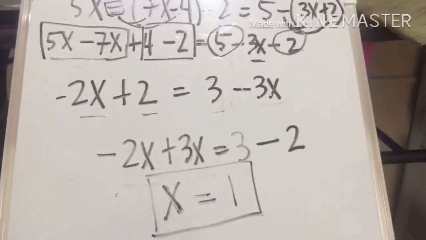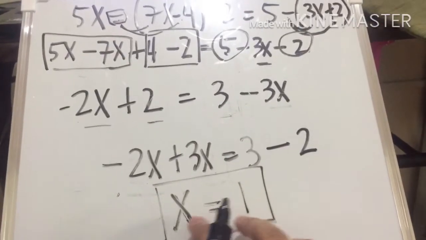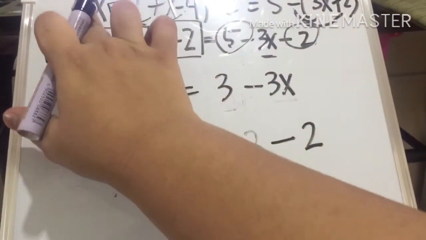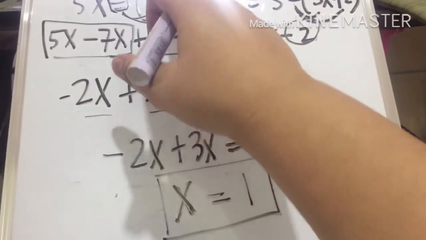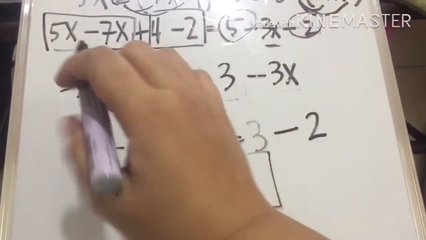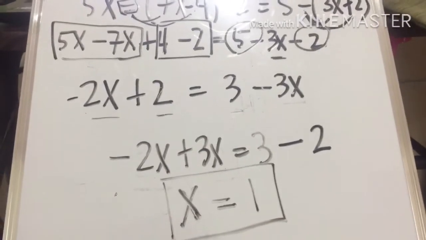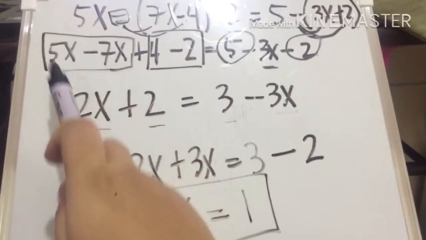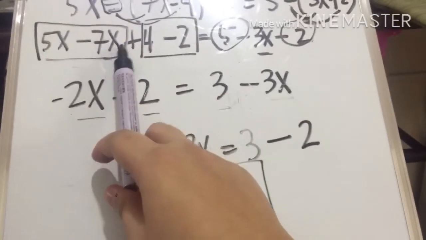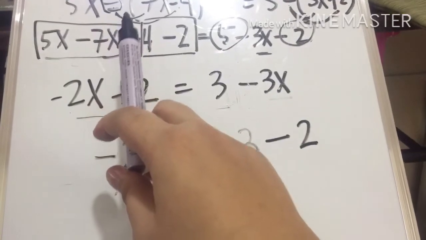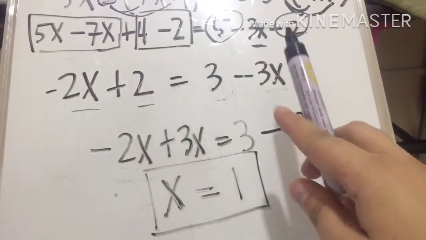Now, how would you know if it's correct? Then you just do the substitution. So you substitute x with 1. So this becomes 5 times 1. It will just be 5. Minus 7x, so 7 only. So that's what will happen. And then to check if you have the correct solution, it will just be 5 minus 7 plus 4. Okay. 5 minus 7, that's negative 2. Okay. So just follow along.